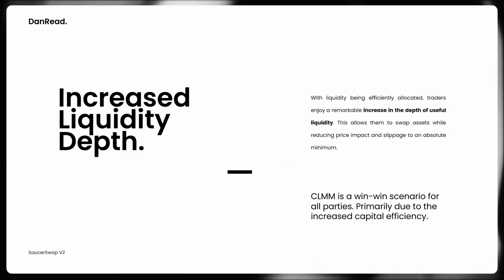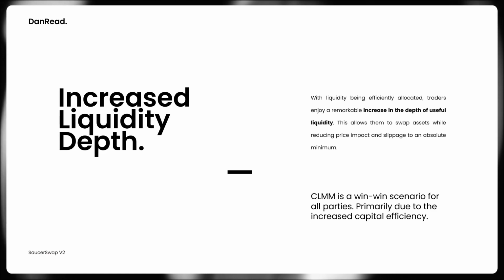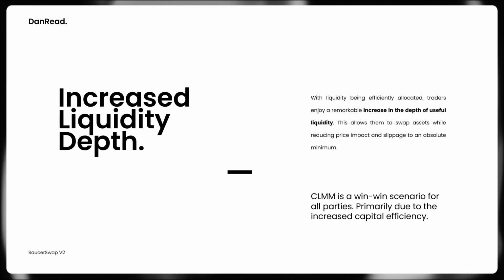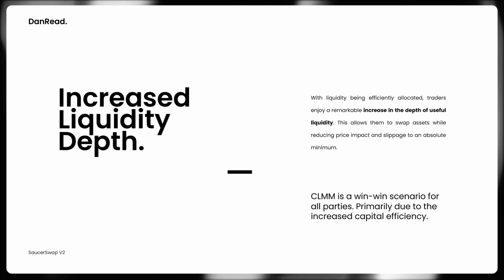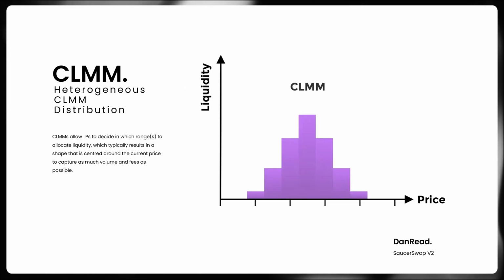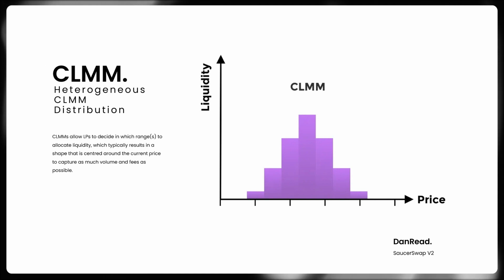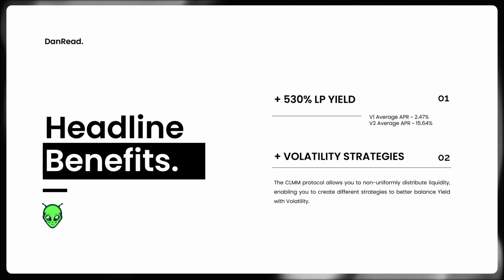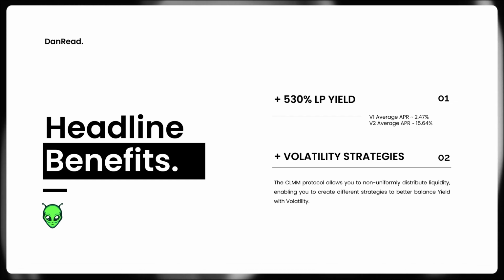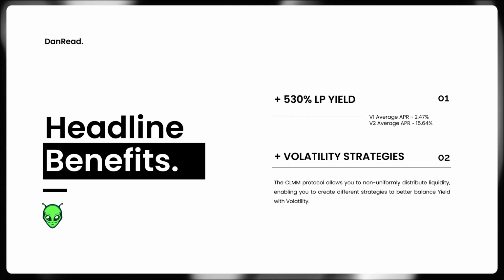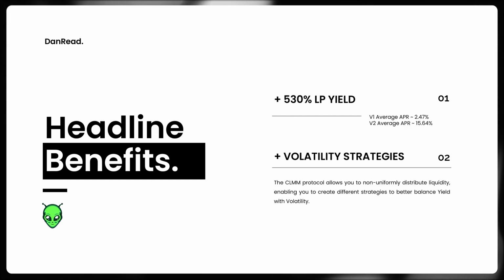The main advantage of this that we tend to see is increased liquidity depth and capital efficiency. We saw, again, on one of my other infographics, up to 4,000 times capital efficiency. It tends to be a win-win scenario for all parties, primarily due to that increased capital efficiency we've seen before, and you've got the increased depth of useful liquidity. Whereas if we go back to the AMM scenario, we effectively have an infinite distribution of that uniform flat shape, whereas here we can target the depth of that liquidity based around the current price. Headline benefits then, up to potentially a 530% increase in LP yield, 16% roughly rather than 3%.